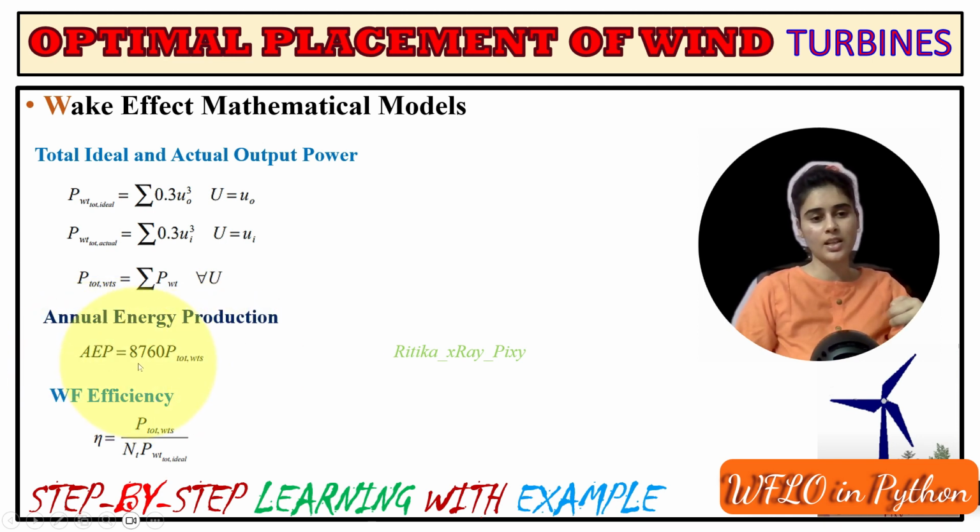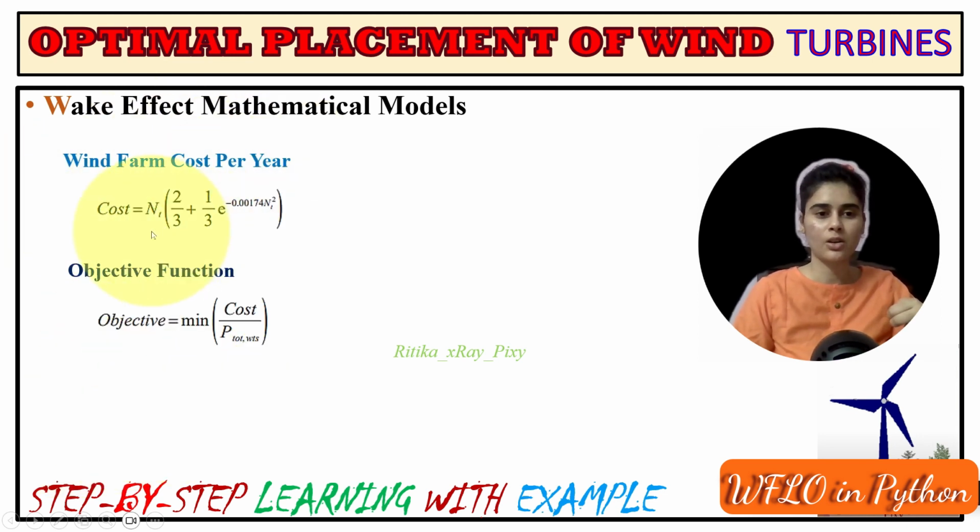Here 8760 is considered as the total hours in 1 year, multiplied by the total power that is calculated. Here this is the ideal power and this is the virtual power. Then we have total power, that is ideal plus virtual. Then the annual power is calculated by 1 year into total power. Next we have efficiency. So in the end we will calculate the cost, and then we have the objective function. Here we need the minimum value, the cost divided by total power.